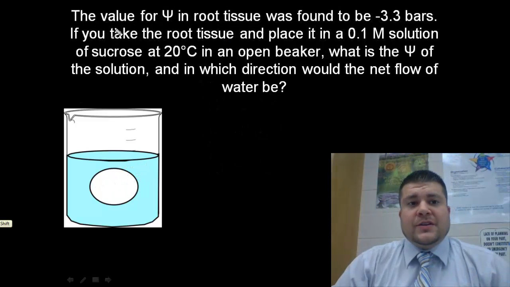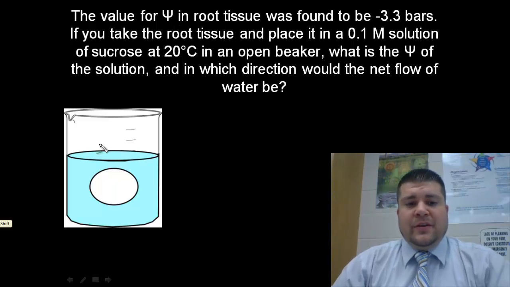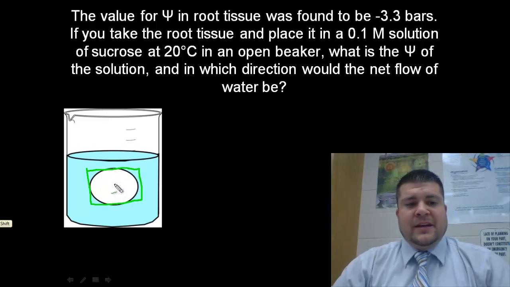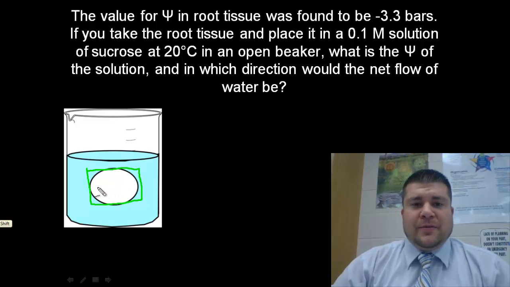Okay, so the first part of this next new problem says the value for psi in a root tissue was found to be negative 3.3 bars. If I wanted to make this cell a plant cell, I could add some chloroplasts and put a cell wall around this animal cell, and that's going to be our plant cell for now. Just work with me. And the total psi is going to be negative 3.3.